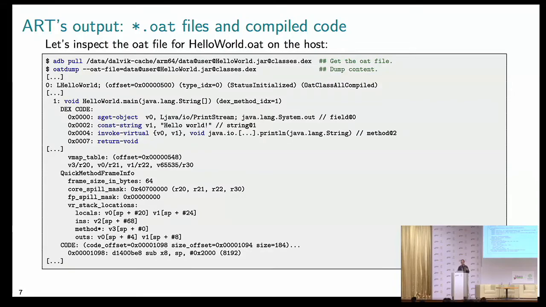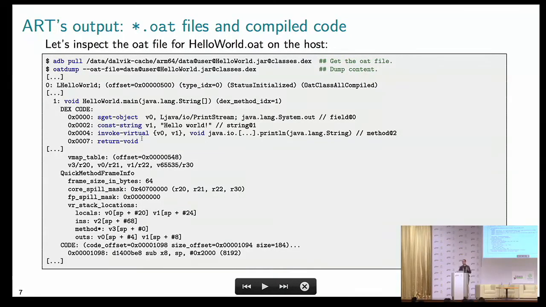The second element contained in the OAT file is metadata. If you have a look at the central part, the bottom part if you want, of this slide, you see things like fp spill mask, core spill mask. This is metadata. All this content is relative to this method, which is the helloworld.main, which was just printing the string to the screen.